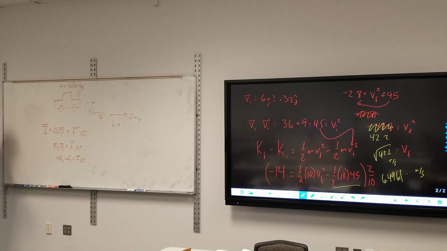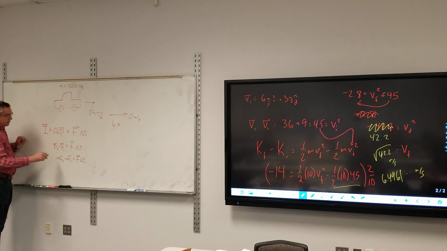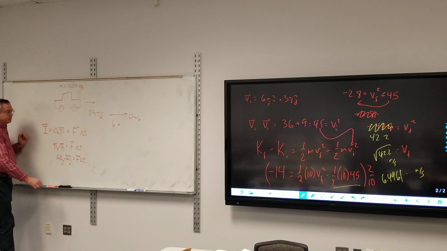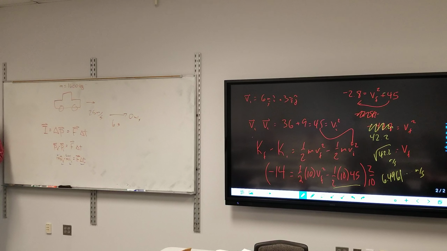Well, let's figure out what our unknowns are to see if we need to bring in something else. Mass is given. Final velocity and initial velocity are given. And time is given. The only thing we don't have is force. So it becomes plug and chug at this point.